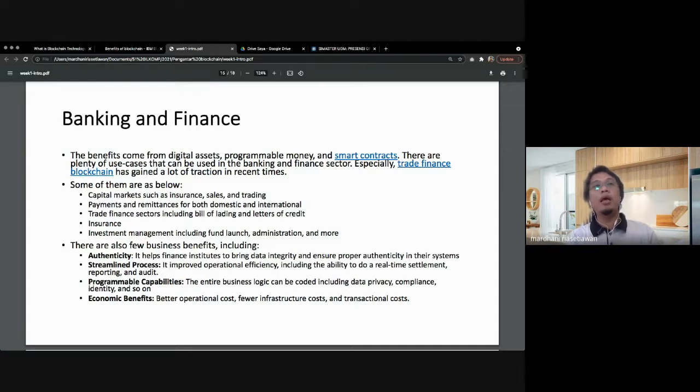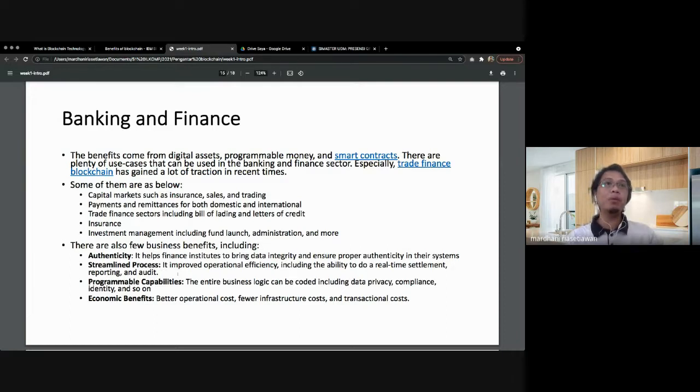Then programmable capabilities: the entire business logic can be coded, including data privacy, compliance, and identity, so it can be programmable in every aspect. And also economic benefit: better operational costs, lower infrastructure costs, and lower transactional costs. So those are the benefits that banking and finance can get from blockchain.